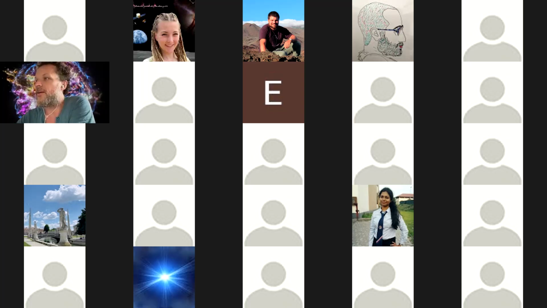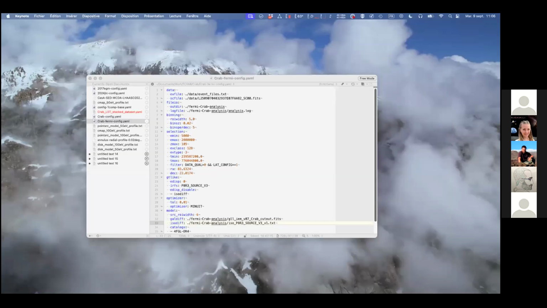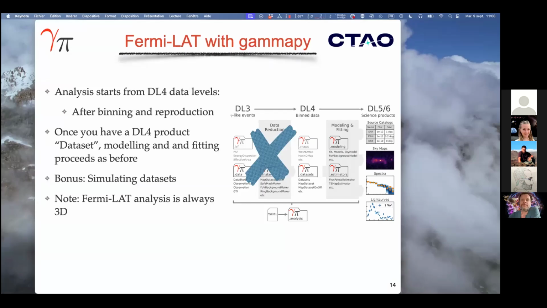First, I'm going to try to share the screen. So I'm going to try to open the chat. Okay. So are you seeing some slides or no? Yes. Okay, the one that says Fermi-LAT with Gammapy? Yes. Okay, great.